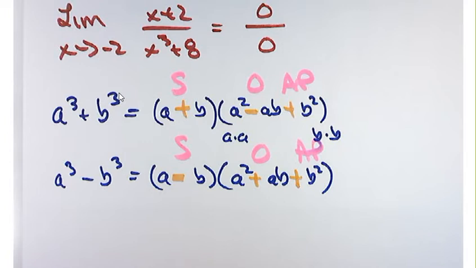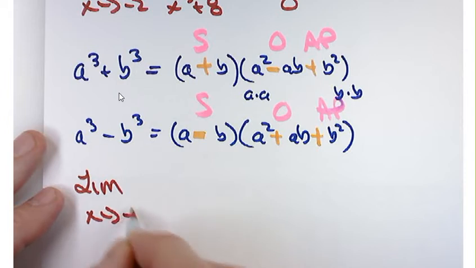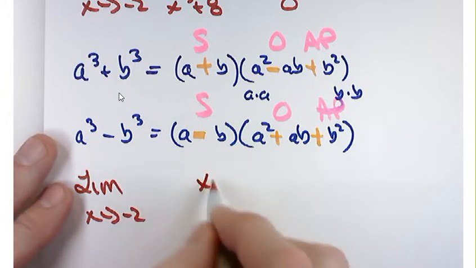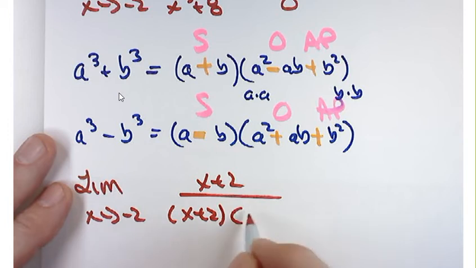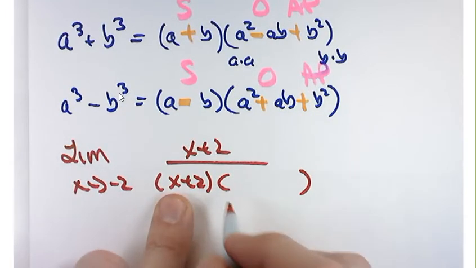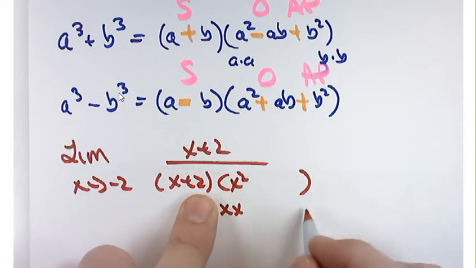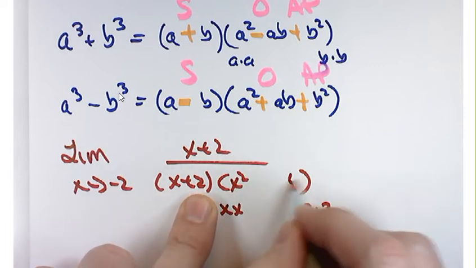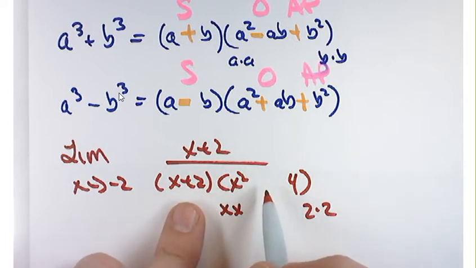All right. So what does that have to do with this problem? Glad you asked. Let's take a look here. Limit as x approaches -2, x plus 2 over x plus 2 times, well, let's see. You're going to take x times x. That's going to be an x squared. 2 times 2, that's going to be a 4. Can anyone tell me what that middle term is going to be?